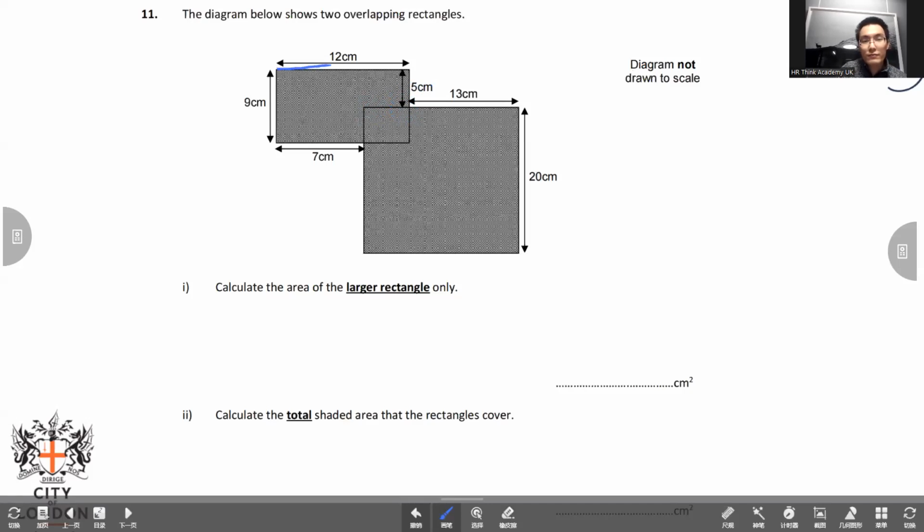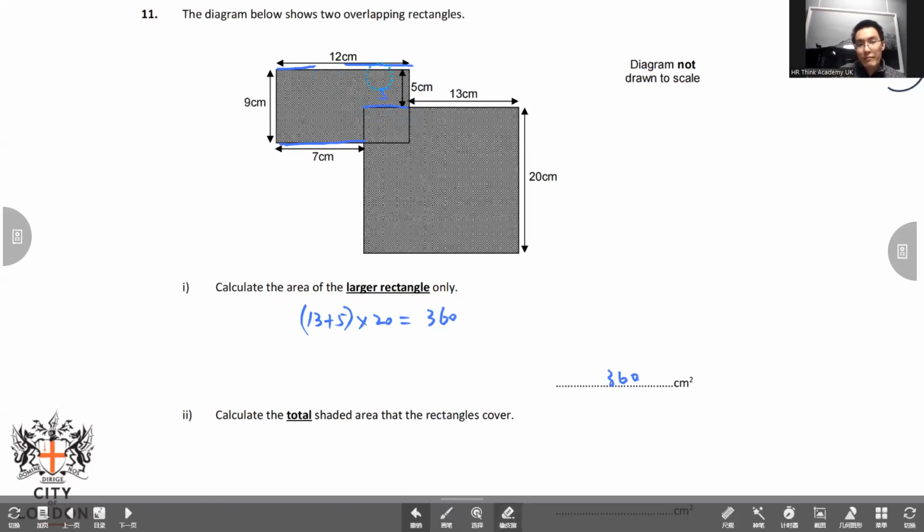We have a 12 over here. We have a 7. So that means this missing bit will be 12 minus 7, which is 5. And then the whole width will be 13 plus 5, which is 18. And then 18 times 20, length times width, will give us the area, which is 360 square centimeters. Pretty easy. And then let's move on to the second question. Calculate the total shaded area that the rectangles cover.